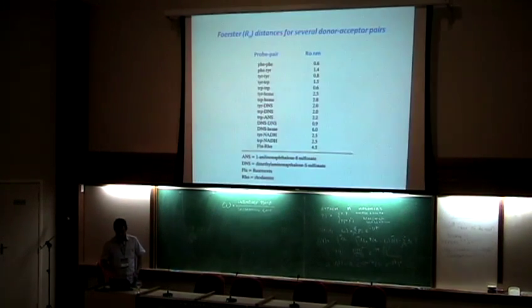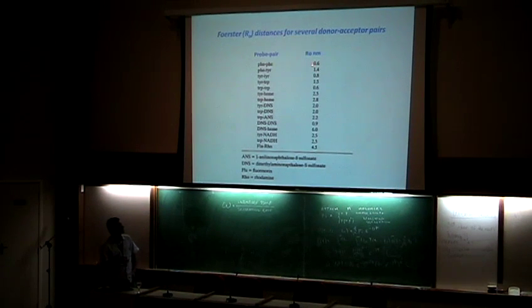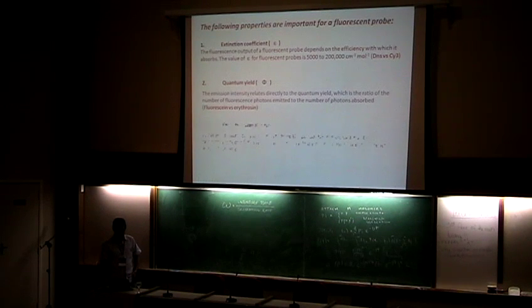So you can use that. That's the R0, that's the distance for different pairs of donor and acceptor where you have 50% of energy transfer. So one can, for example, measure the distance between a tryptophan residue and a dye that is bound to the protein, for example. So it's a different, or you can even label the protein at some specific position.